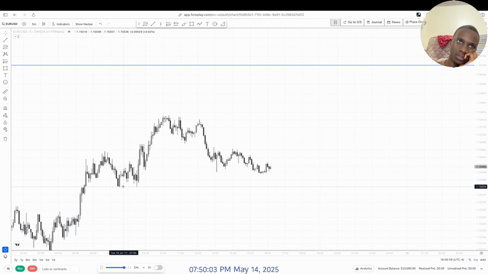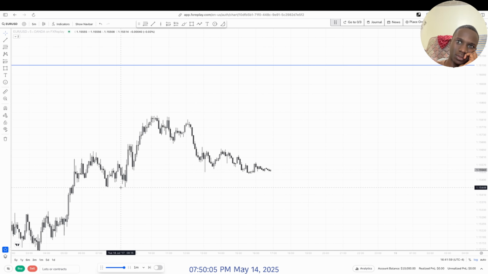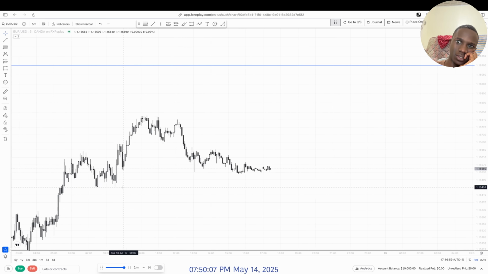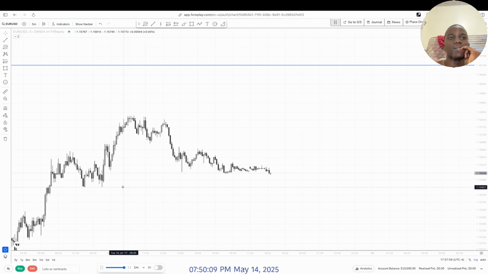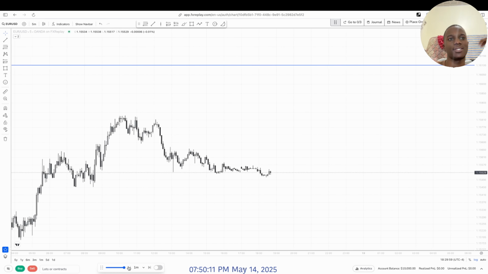Just want to drop below these lows. Sweep. Consolidation. Alright, EU is teasing us for real.